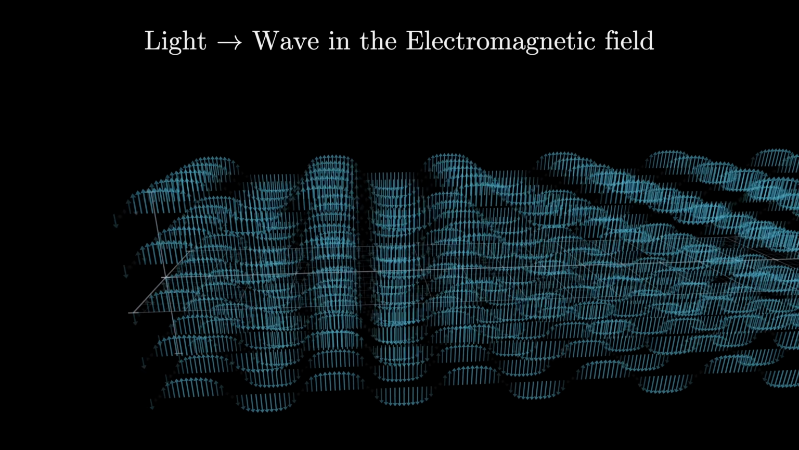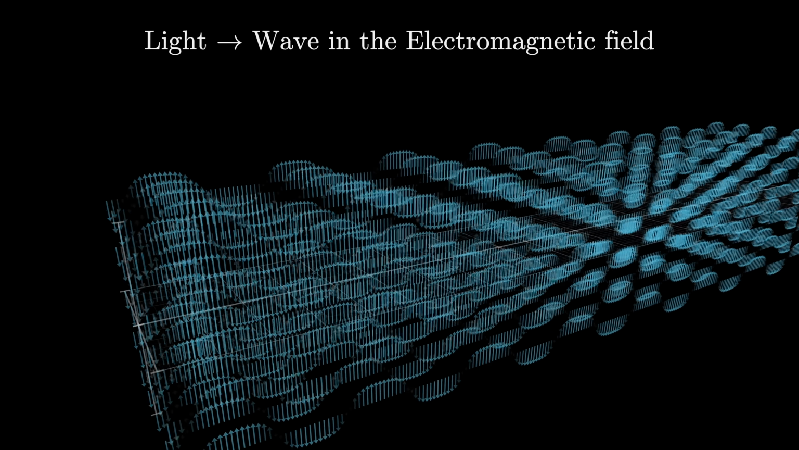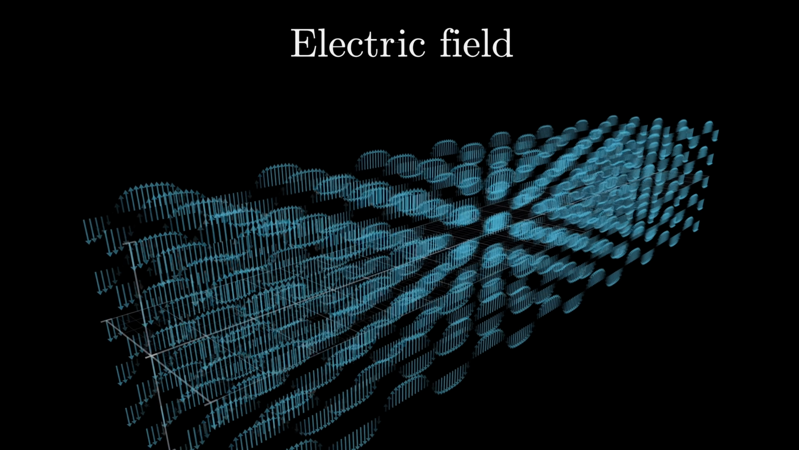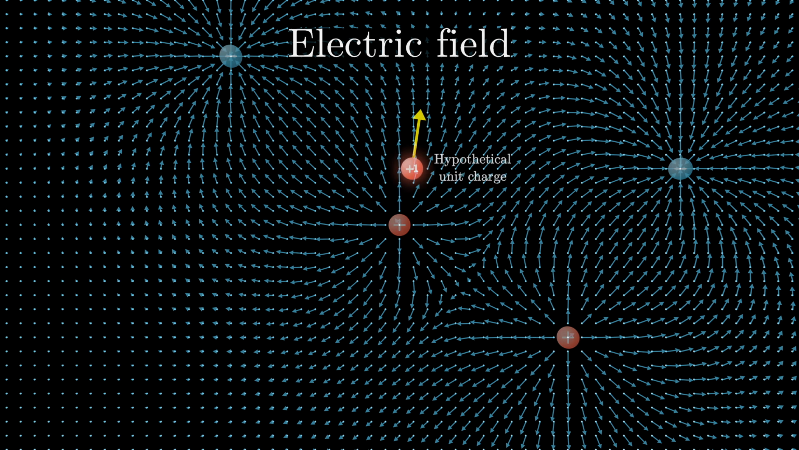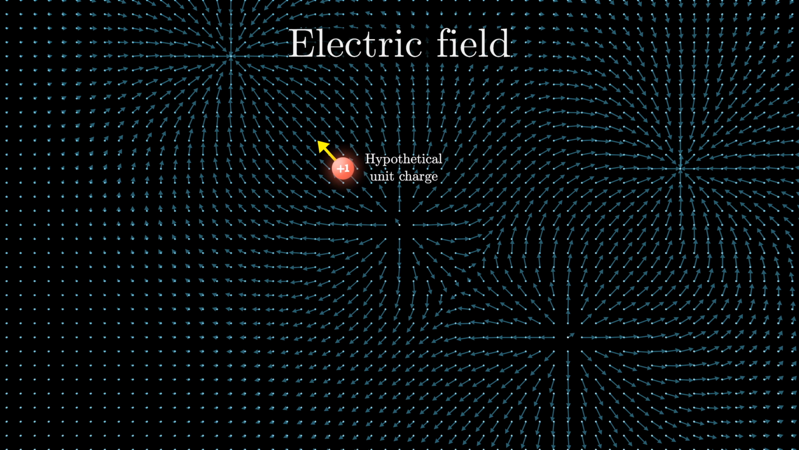As many of you know, light is a wave in the electromagnetic field, but here we'll just be drawing the electric field. The electric field associates each point in 3D space with a little three-dimensional vector telling you what force would be applied to a hypothetical unit charge sitting at that point in space.